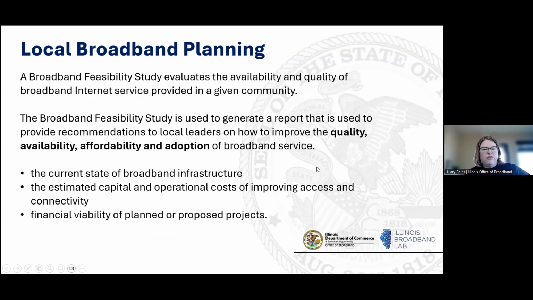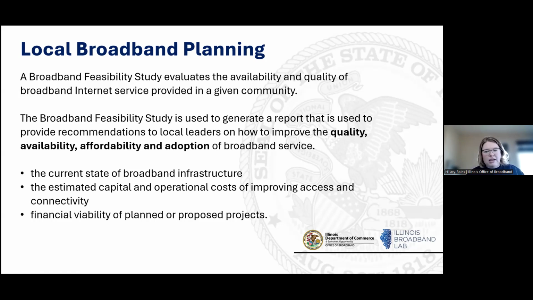The study will evaluate the availability and quality of broadband internet service in a given community. We say that, the three-legged stool, we want it to be reliable, we want it to be affordable, and we want to make sure that it gets everywhere it needs to be, right? So it's scalable. We are also looking at that study to generate a report. You can use that report then to move forward in your community, right?